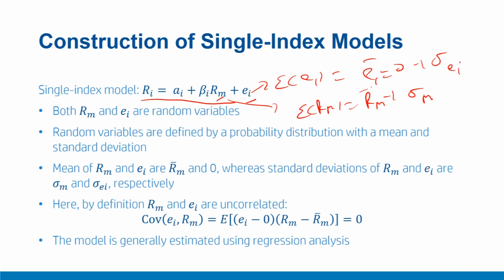We have also said that Rm and Ei are uncorrelated, and therefore the covariance between Ei and Rm should be 0, or in other words the correlation between Ei and Rm should be 0, that is expectation of Ei minus 0 into Rm minus Rm bar should be equal to 0.